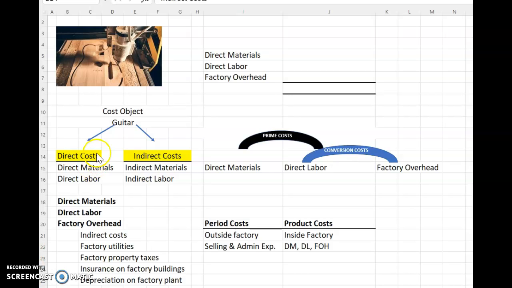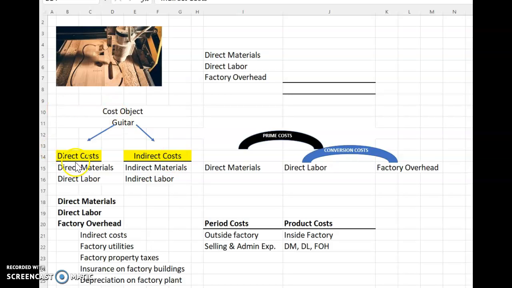We are going to be talking about making a guitar. So that is going to be our cost object. We want to find out how much it's going to cost us to make this guitar. So first we're going to break down our costs into two types, direct costs and indirect costs.